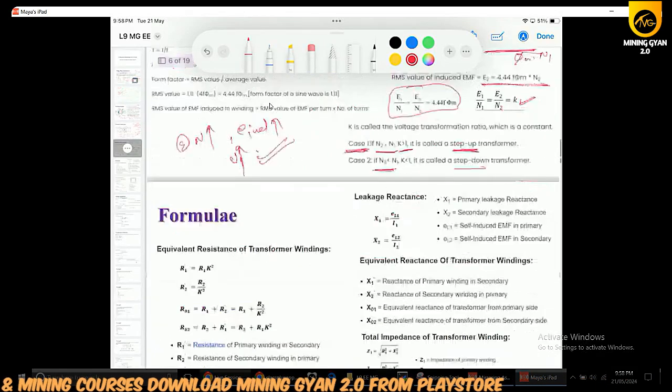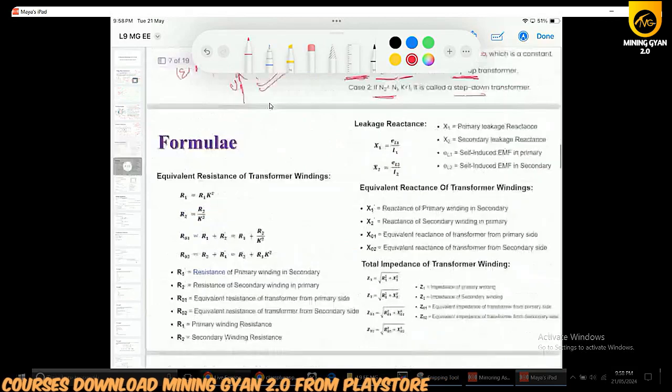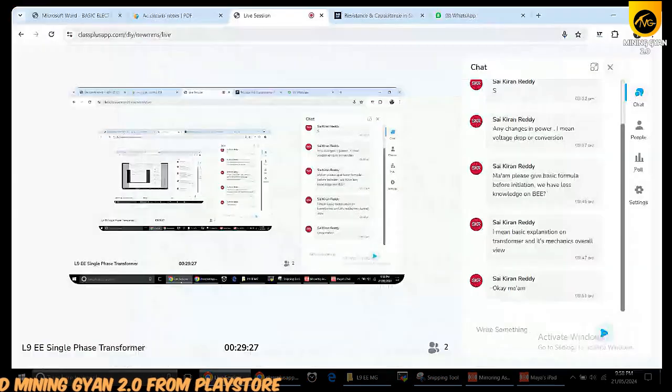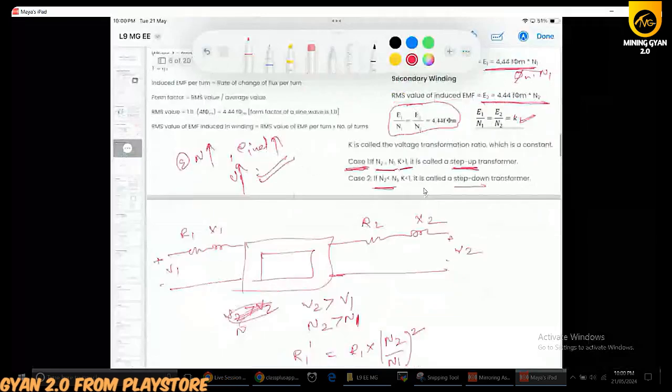Now coming to the formula part. So can you give me a confirmation text that you understood these things?